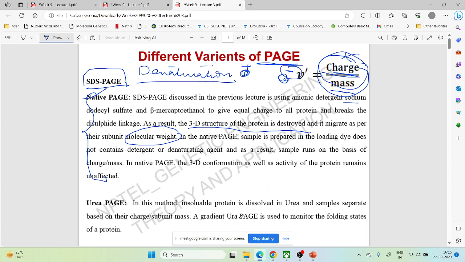So basically, here also separation is occurring on the basis of charge to mass. Why? Because SDS was imparting negative charge, but urea is not imparting any negative charge. So separation is also on the basis of charge to mass, but you can have knowledge of the folding status of the protein. So the difference between urea-PAGE and SDS-PAGE is that SDS gives negative charge, so in SDS-PAGE separation occurs only on the basis of molecular weight, while here separation occurs on the basis of charge to mass ratio. Okay, that is fine.